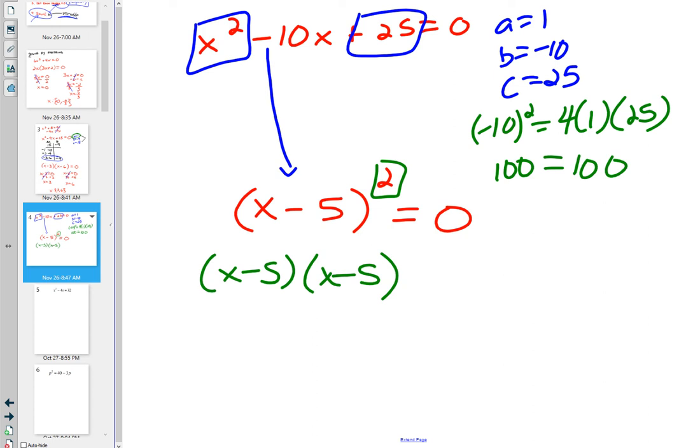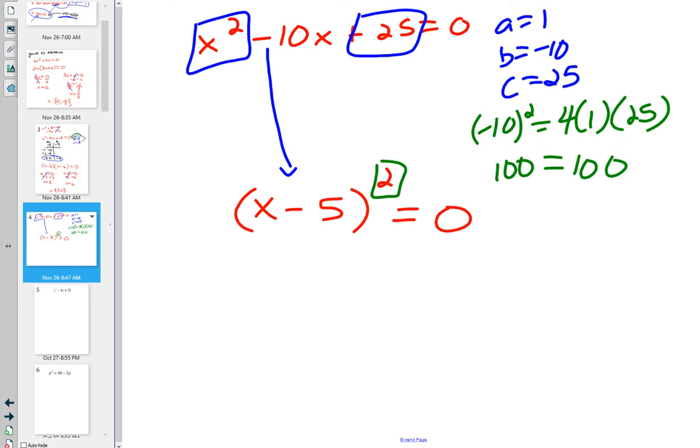So when you make this equal to 0, if I say x minus 5 equals 0 on the left side of the screen, and then I say x minus 5 equals 0 on the right side of the screen, am I going to get a different solution each time? Same thing. When you have a repeated factor, the square really just cancels out.